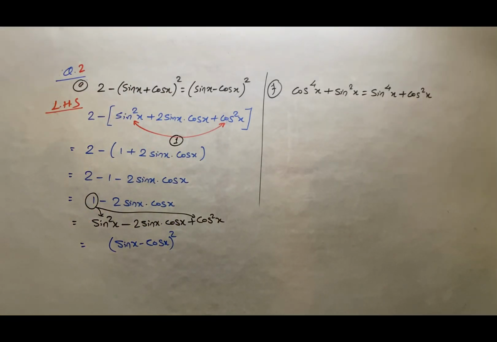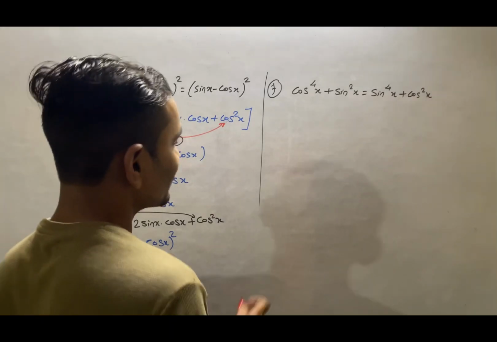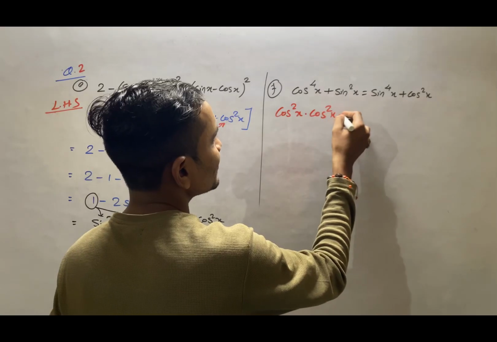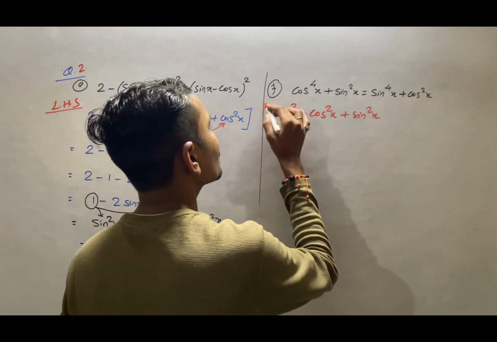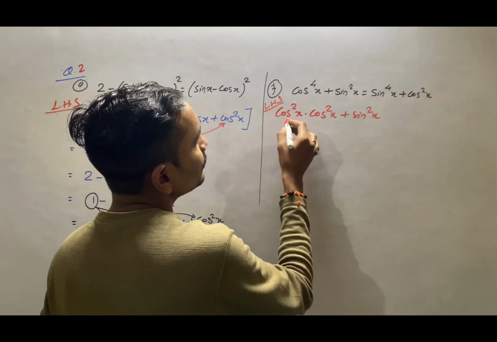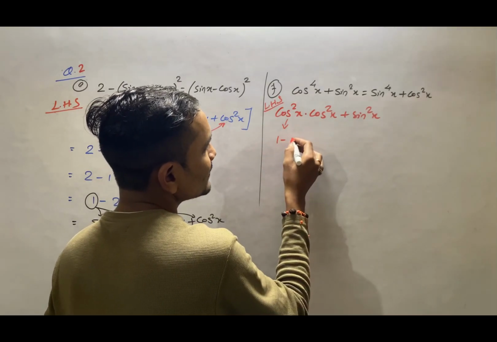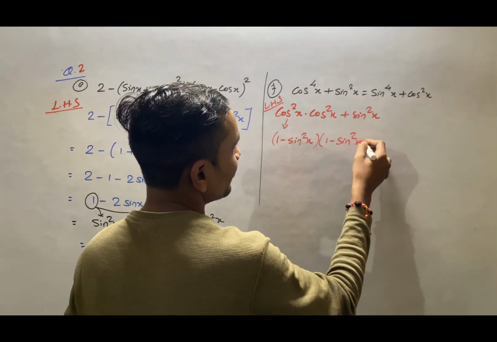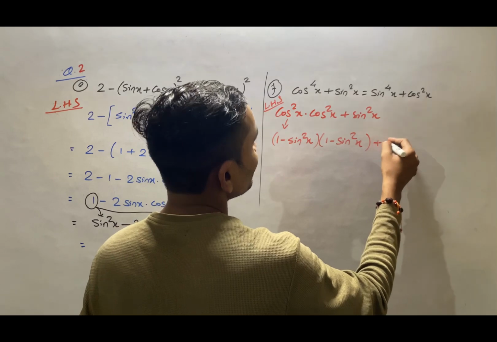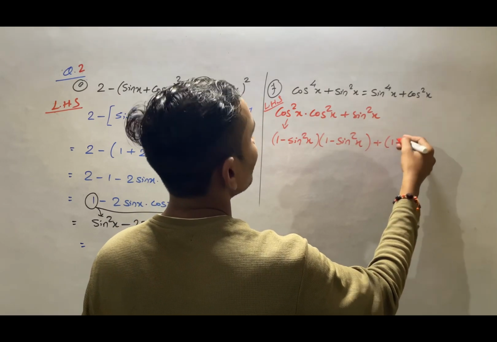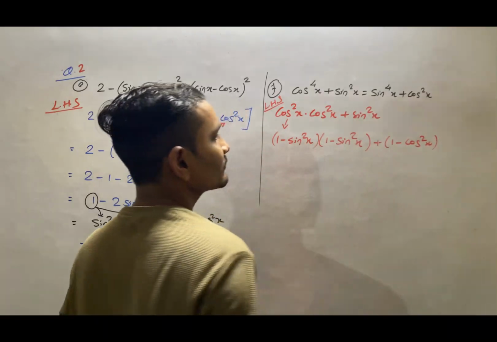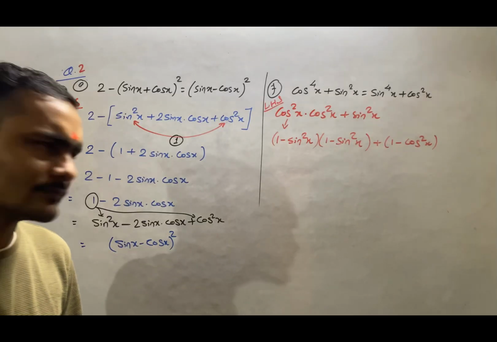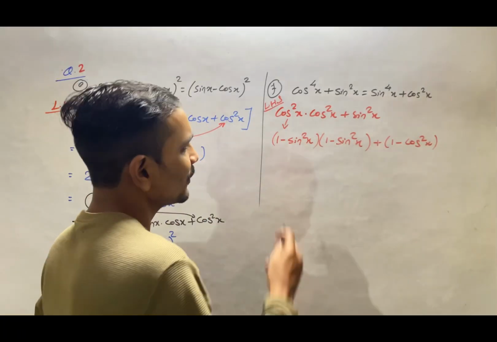Okay. Let's try. Okay. So what you did, we can say in let's just cos square x times cos square x plus sine square x. This is our LHS. So this is 1 minus sine square of x, 1 minus sine square of x, and can we say this is 1 minus cos square of x. Now let's multiply. 1 times 1.